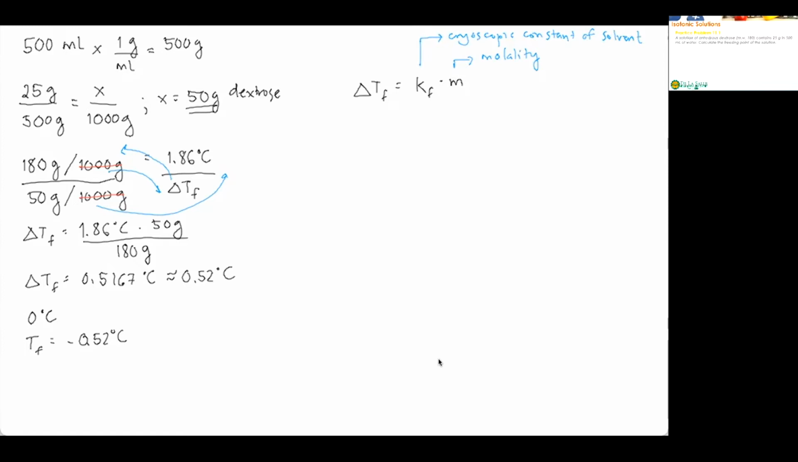Now, the molality of the solution can be determined as the number of moles of the solute for every kilogram of the solvent. To determine the number of moles of the solute, we simply divide the weight of the solute by its molecular weight, and then divide all these together by the number of kilograms of the solvent.